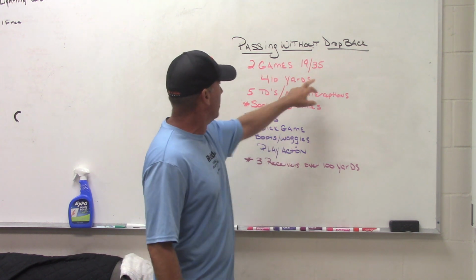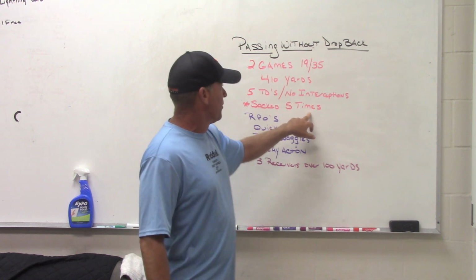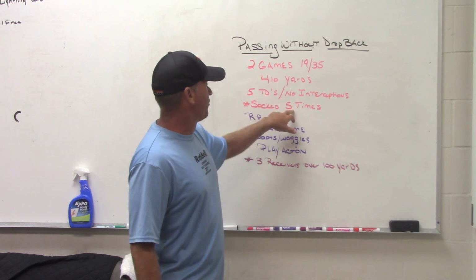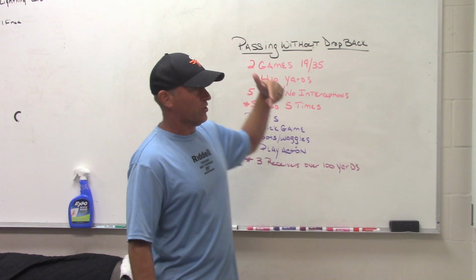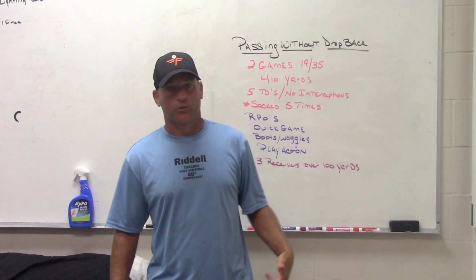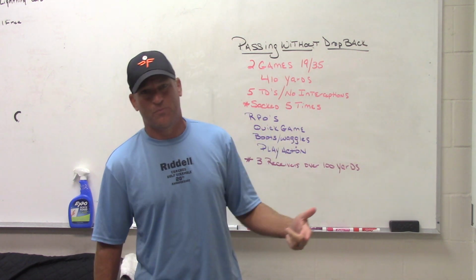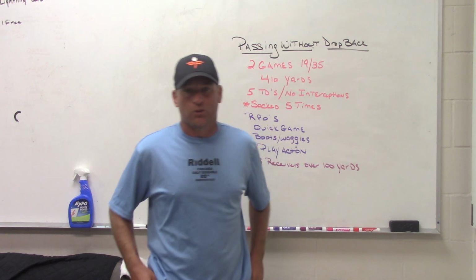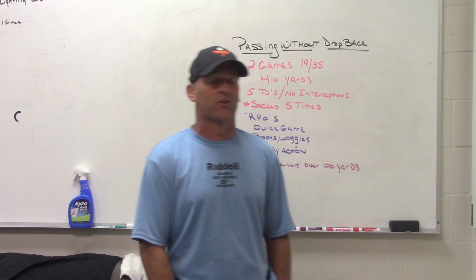That is not very good. When you throw the ball 35 times, we have 5 touchdowns, 5 sacks. That means that once every 7 passing attempts we're scoring a touchdown, but once every 7 passing attempts we're getting sacked, which leads to negative rushing yards. It's had a big impact on field position.